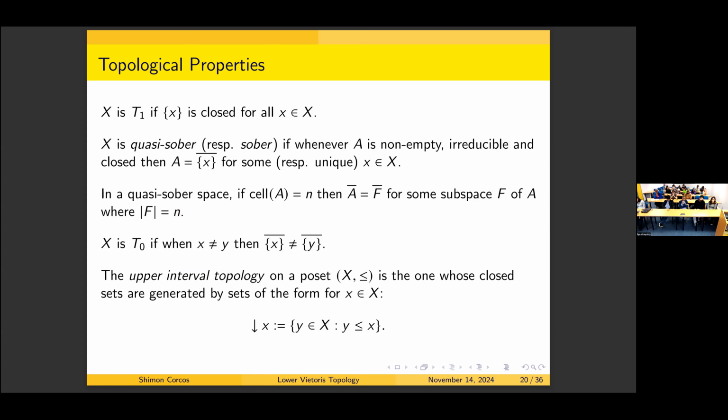The example on the next slide that I'm going to show you makes use of a topology called the upper interval topology, which is defined in any partially ordered set. It's the one where the closed sets are generated by the down sets in that partially ordered set, where if you've got an element X in the set, then the down set is the set of all points Y where Y is less than or equal to X.